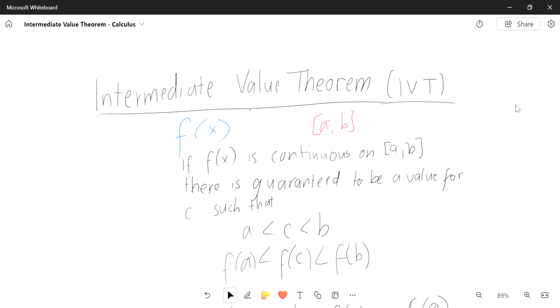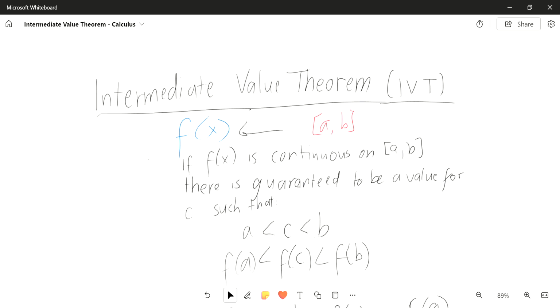Today we'll be covering the Intermediate Value Theorem, or the IVT, which is a topic that is in both Calculus AB and Calculus BC. So what is the IVT? To start off with, we'll take any function, which we'll call f of x, and any interval, which will start at A and end at B. And keep in mind, these are rectangular brackets, so it includes both A and B as endpoints.